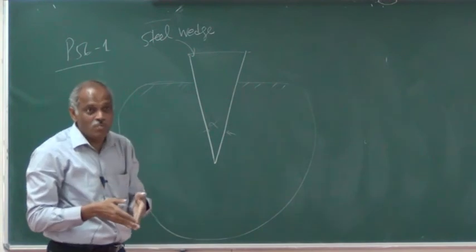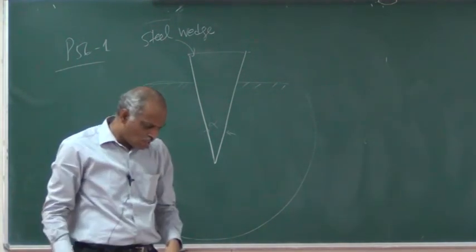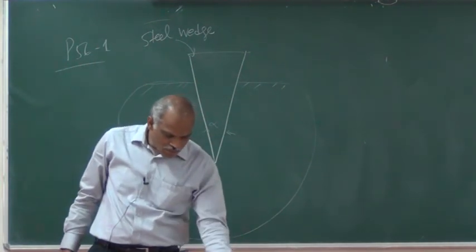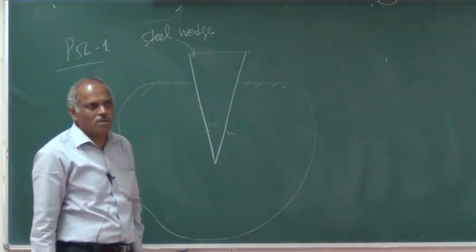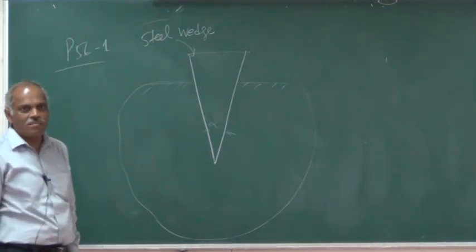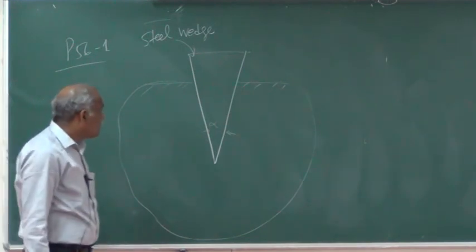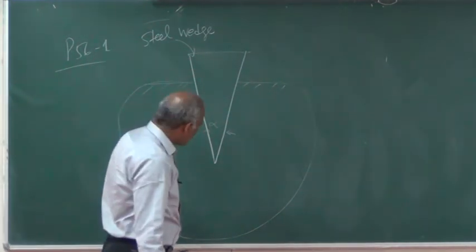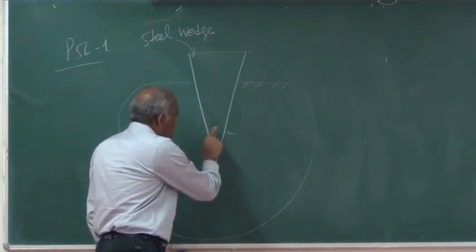That means this angle is important. I cannot arbitrarily choose any angle. So that is the problem. So how to find out this, what is required? It's a very interesting problem. It doesn't require much mathematics, but you have to have some thinking about it. So what we have to determine is alpha.